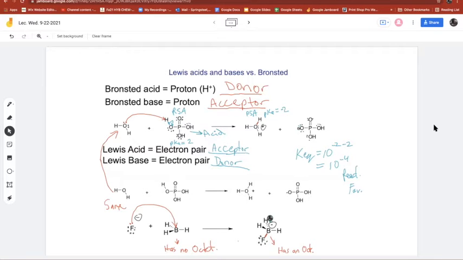The formal charge changed. Is the charge balanced in this reaction? Yeah, fluoride was -1, this was 0. Overall product is -1. So is this a Bronsted reaction? Was there any proton donation or proton accepting?